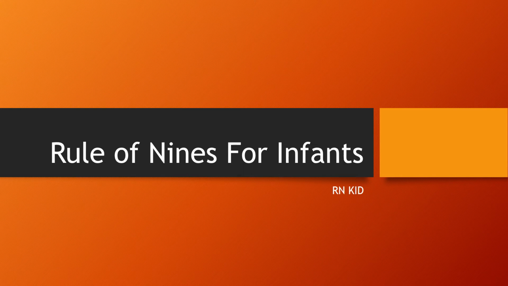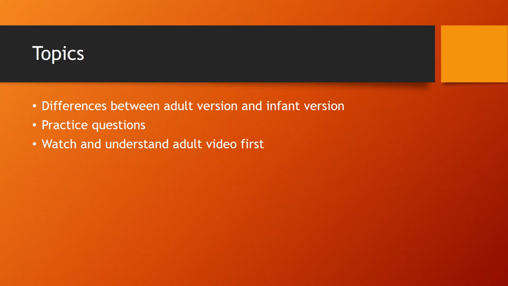So in this video, we're going to discuss how to apply the rule of nines for infants. Some of the topics we're going to discuss include the differences between the adult and infant version of the rule of nines, and we're going to run through some practice questions just so you understand it a little better. If you haven't watched my video on how to use the rule of nines for adults, I recommend you do that because it's really going to make this video make more sense. You have to learn the adult version of the rule of nines before you can go on and learn the pediatric versions.